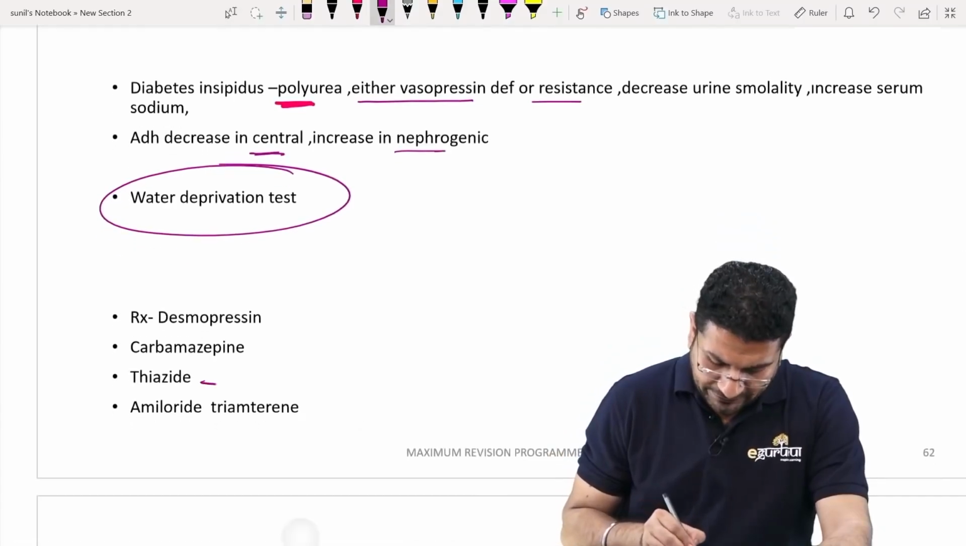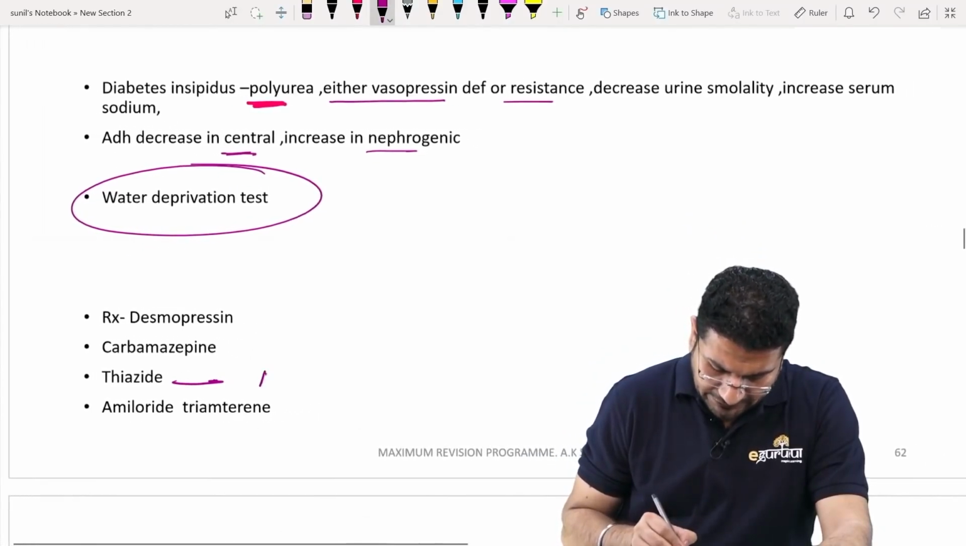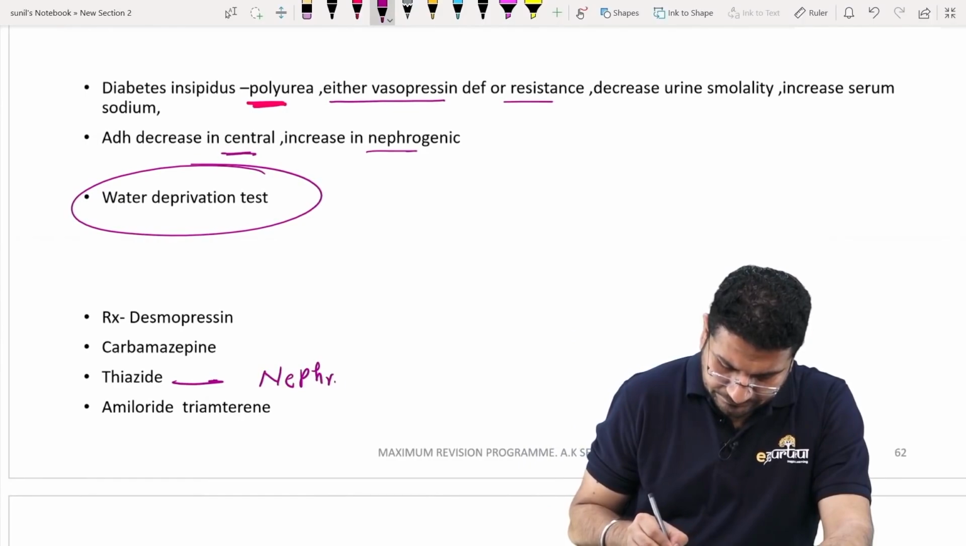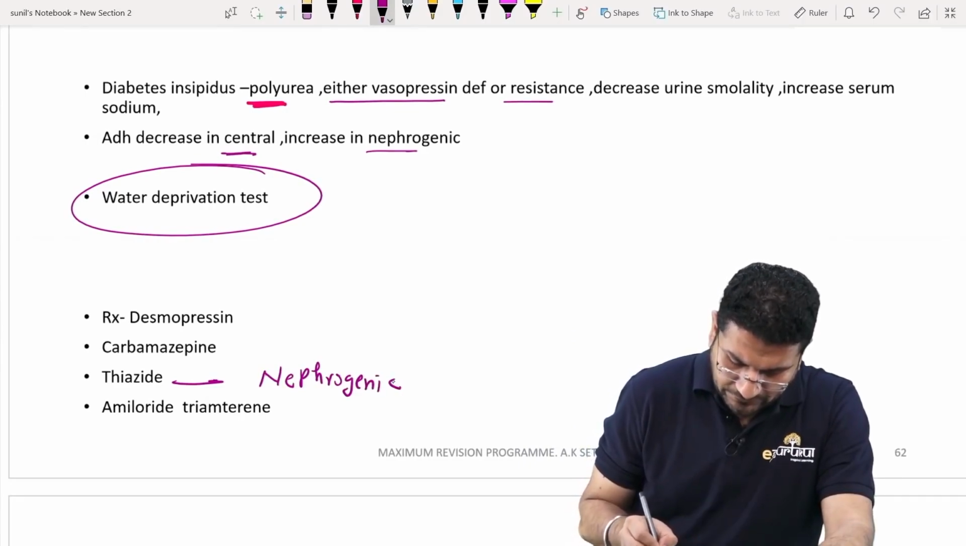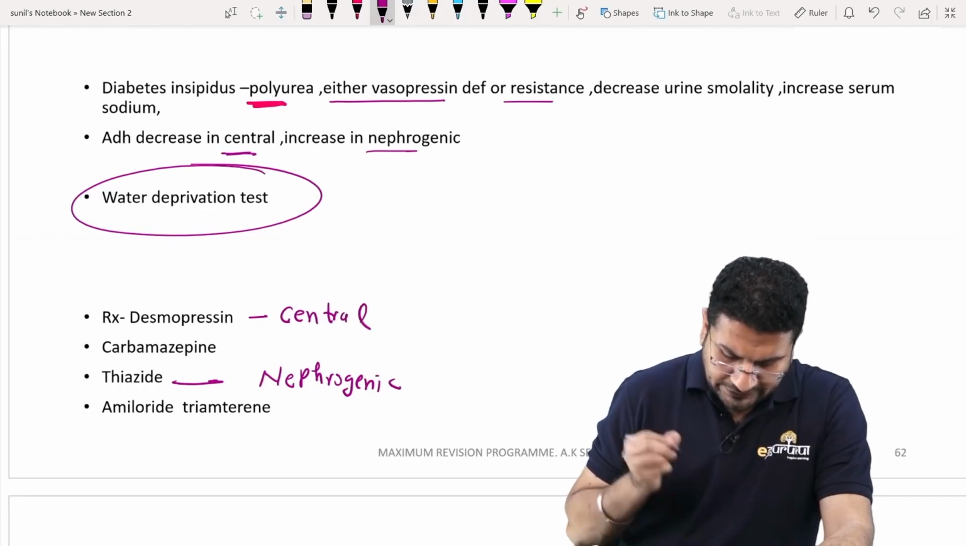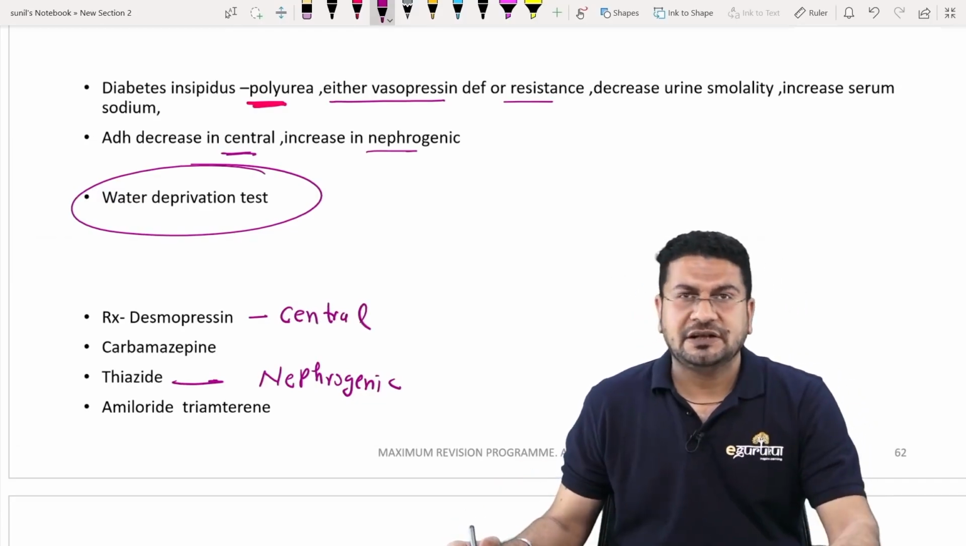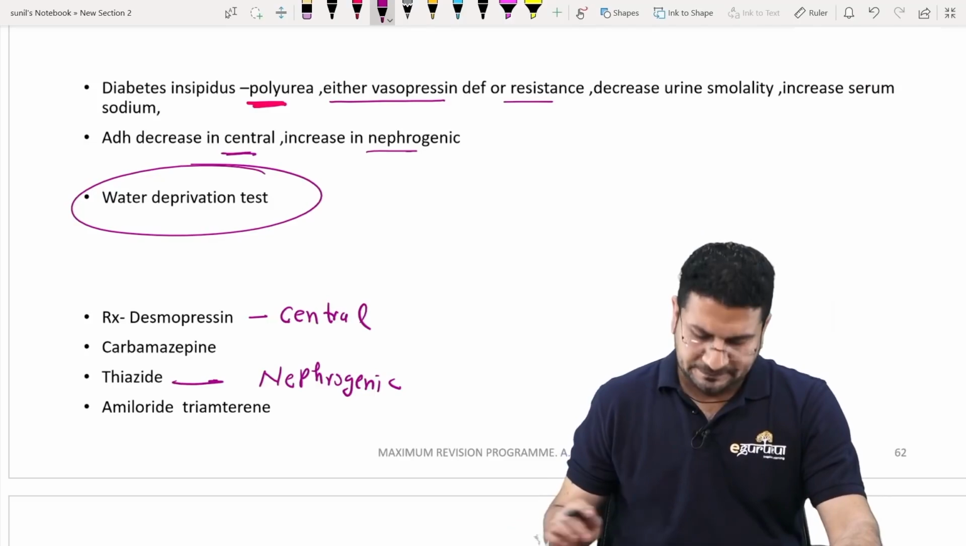For nephrogenic we give thiazides. And for central we give desmopressin. Amiloride we use sometimes when it is drug induced. Which drug? Due to lithium.